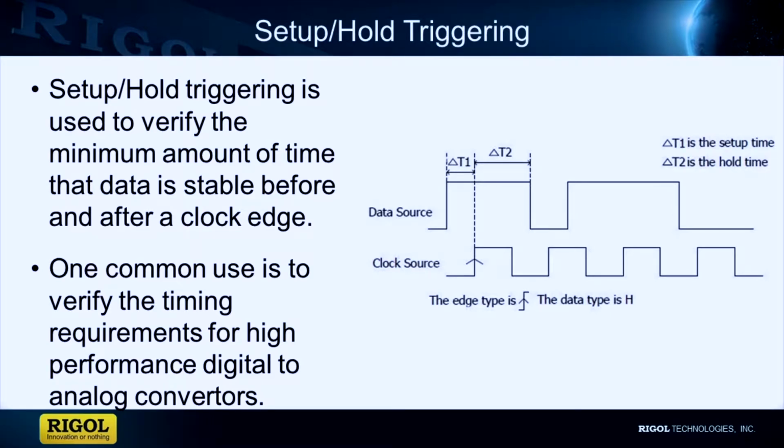Signal transitions outside these minimum requirements will result in a setup and hold violation. Good applications of this trigger would be to debug the timing on a synchronous parallel bus by verifying minimum setup and hold times between data lines on a clock. Another would be to analyze high-performance digital to analog converters, where proper alignment of signals is critical. Being able to trigger on a setup and hold violation is a very powerful troubleshooting tool.